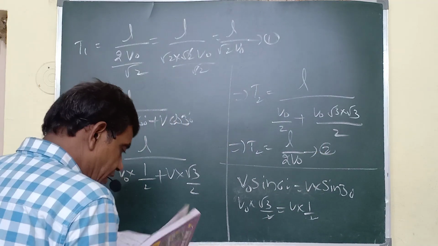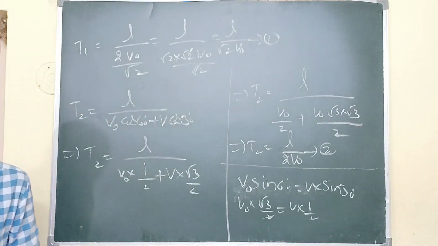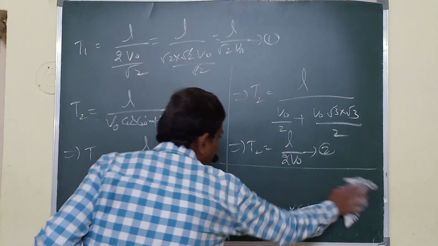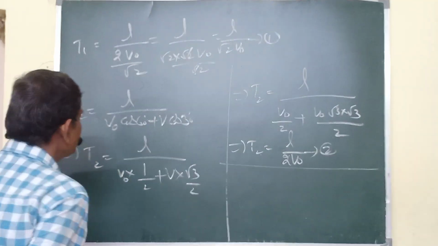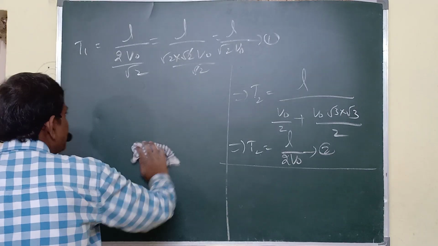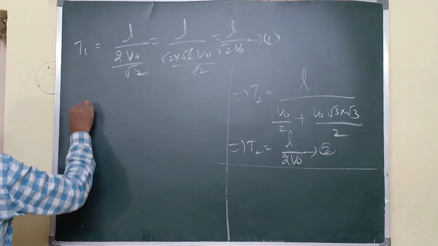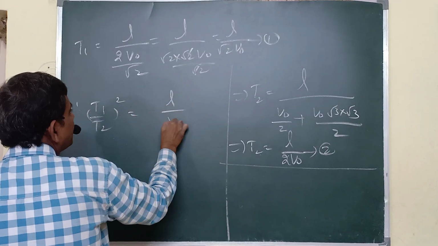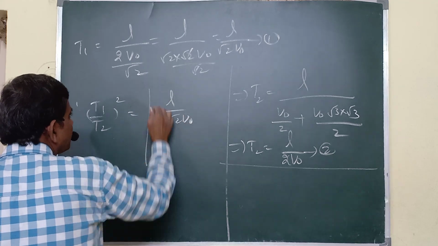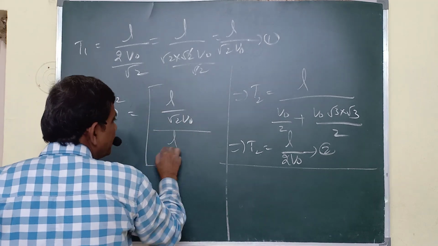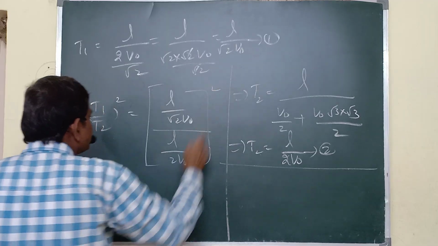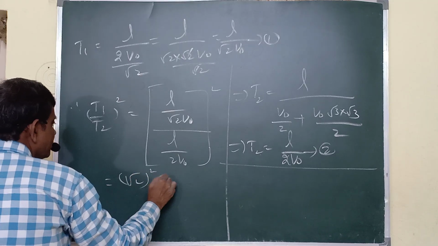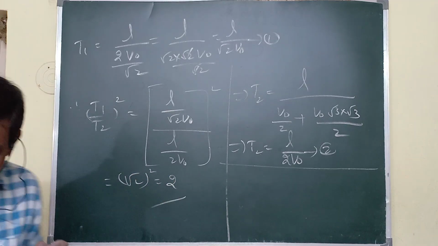I know the T1 value, I know the T2 value. Now what am I doing? T1 by T2 whole square. This we had already done: T1 came, T2 came. Now what are we getting? T1 by T2 whole square, where T1 is L by root 2 V naught, divided by L by 2 V naught, whole square. After doing mathematics, we are getting root 2 whole square, which equals 2. So this is about this problem.